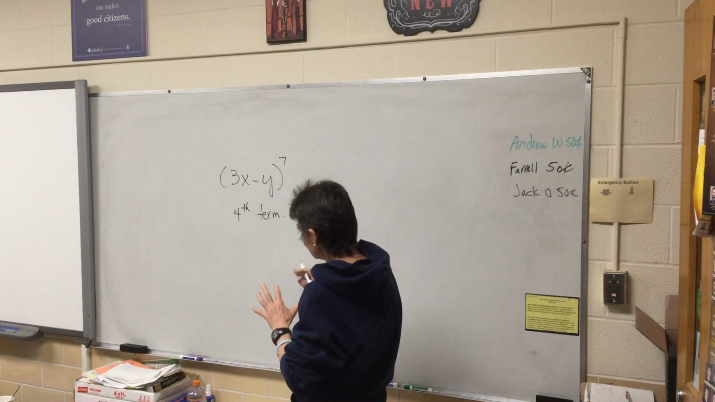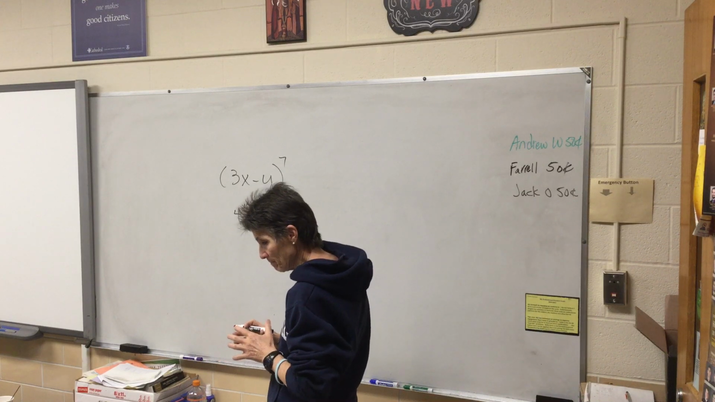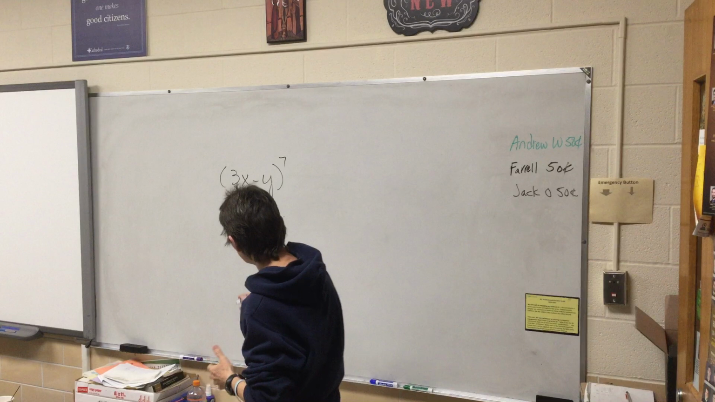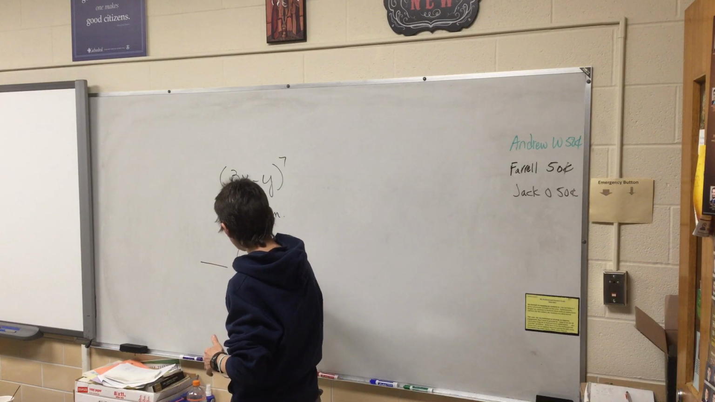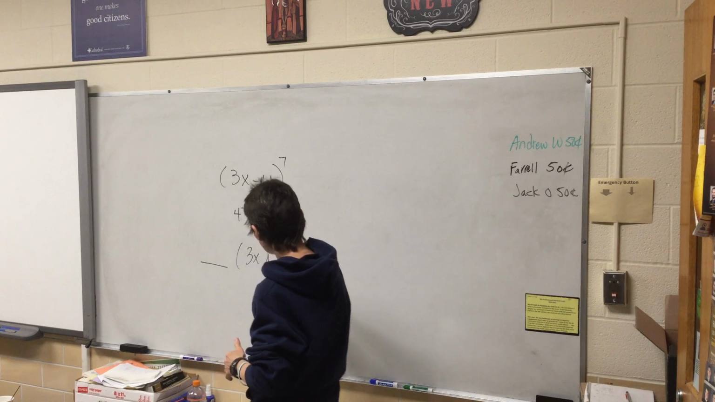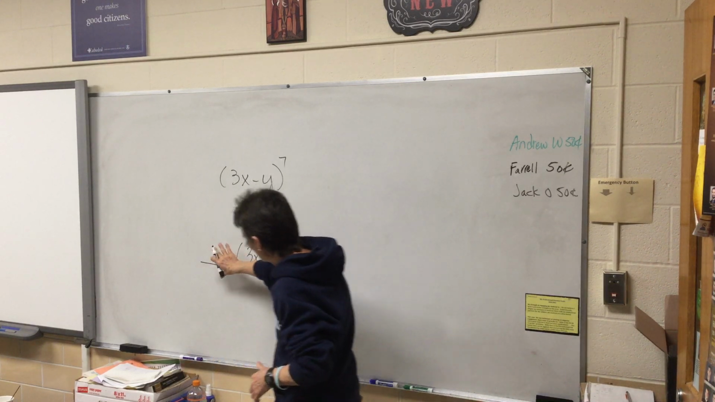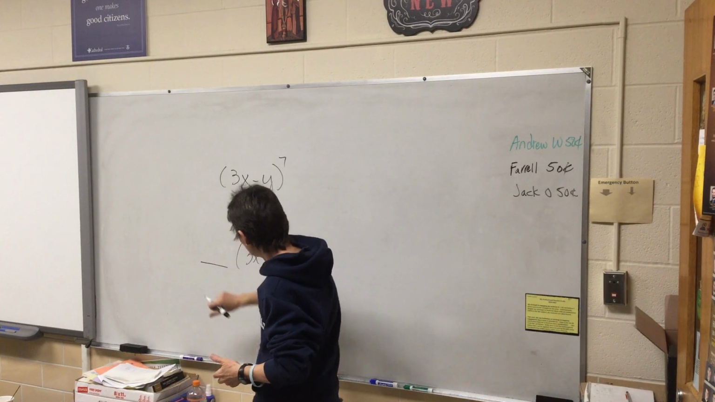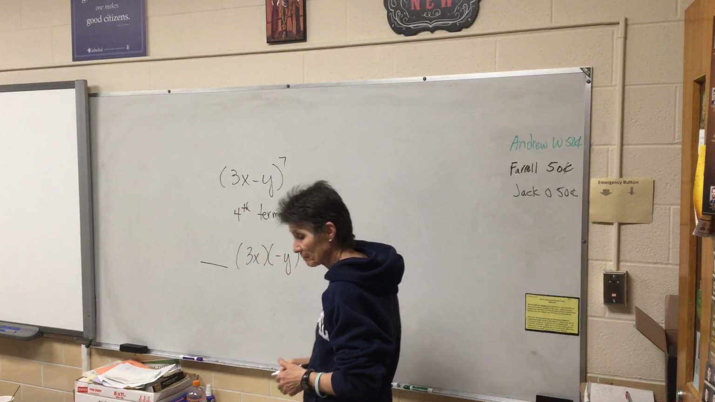Now, every term of the expansion is going to have 3 parts to it. It's going to have a coefficient. This one's going to have a 3x and a negative y. So there's going to be a number, and that number can come from Pascal's triangle if that's where you want to get it. It's going to have a 3x and a negative y.